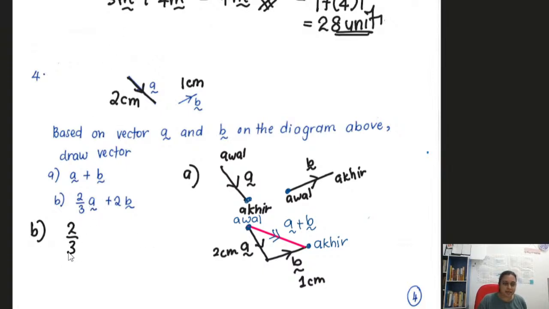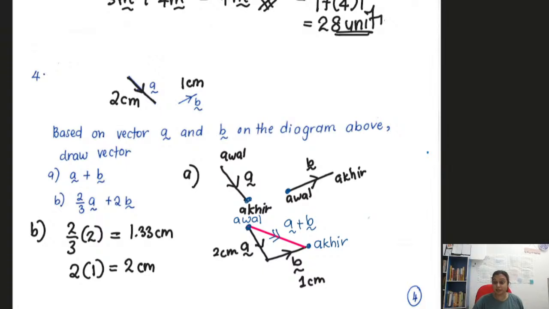Okay, for question B, 2/3 A kan? 2/3 A is 2 cm, right? So you times with 2 cm first. We want to see berapa panjang kita nak lukis. 2/3 darab 2, we get 4/3, tapi kita tukar kepada perpuluhan. So you get 1.33 cm. The B we darab dengan 1. Jadi 2 cm. Untuk B kena lukis 2 cm.